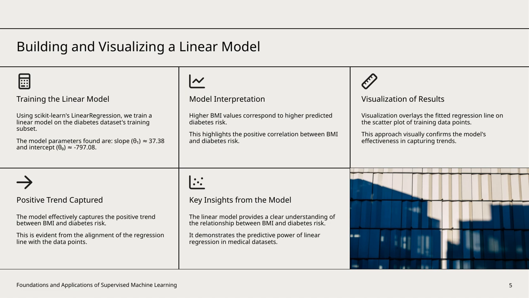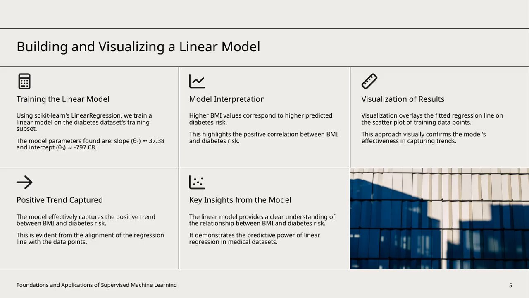To visualize this relationship, we overlay the fitted regression line onto a scatter plot of the training data points. Doing this helps us visually confirm how well the model captures the trend, essentially, whether it fits the data nicely. Indeed, the regression line aligns with the data points, clearly showing a positive trend between BMI and diabetes risk. This visual confirmation is crucial because it demonstrates the model's effectiveness in capturing the underlying pattern.